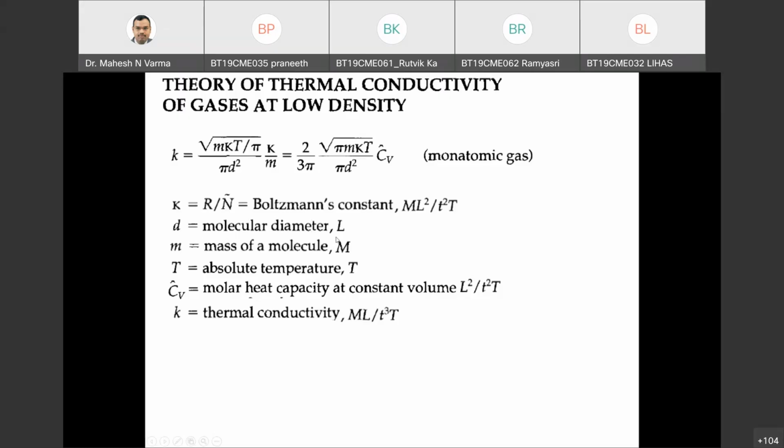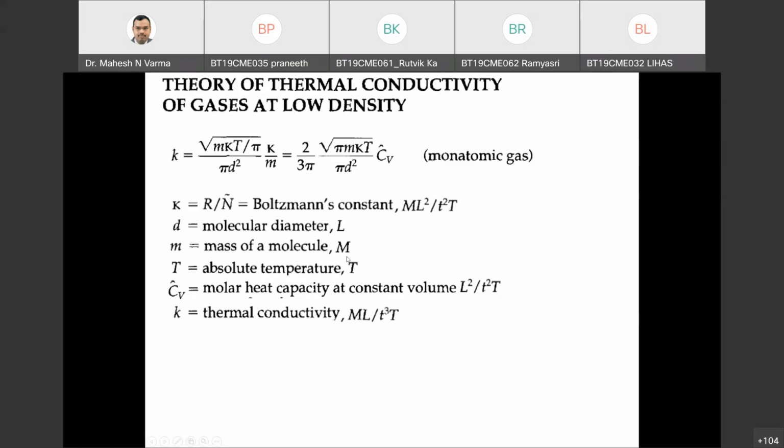This is the effective diameter of the molecule, as you might have heard in models of various molecules. It is assumed that all molecules are spherical and interactions are very low, given the low density. Molecules are far away, so interacting forces are negligible. And m is the mass of the molecule.